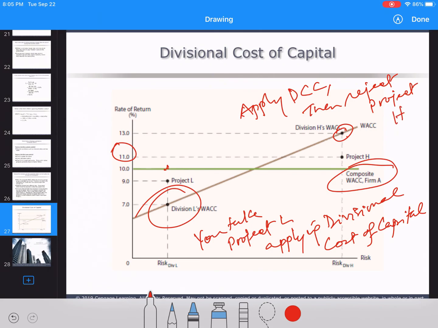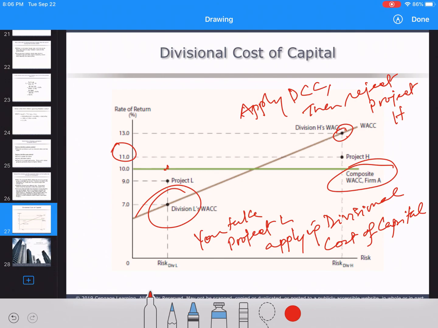So you need to be careful. Just getting the weighted average cost of capital will not give you the right decision. The right decision will come if you are also very discerning about the divisional cost of capital.